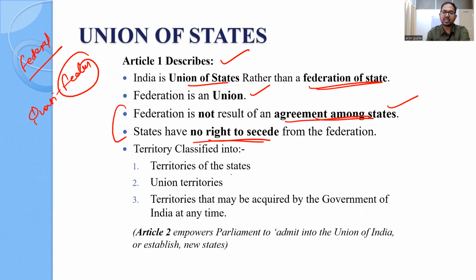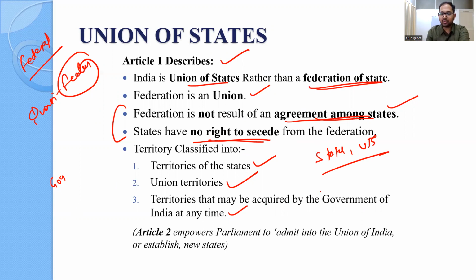In India, territories are classified into the territories of the states, the union territories, and territories that may be acquired by the Government of India at any time. For example, Goa, Daman and Diu, and Sikkim were acquired by India from time to time. First they were UTs and then they became states. So this is how it works.